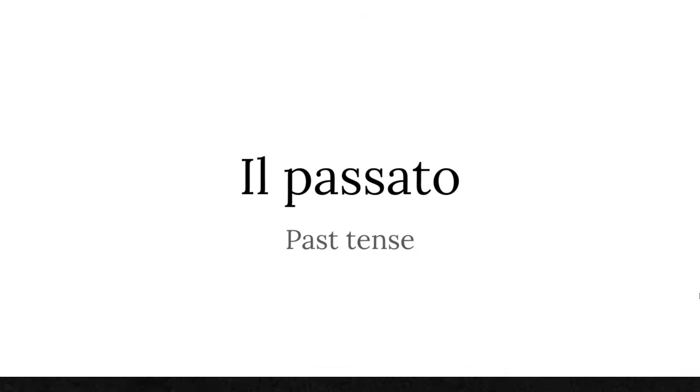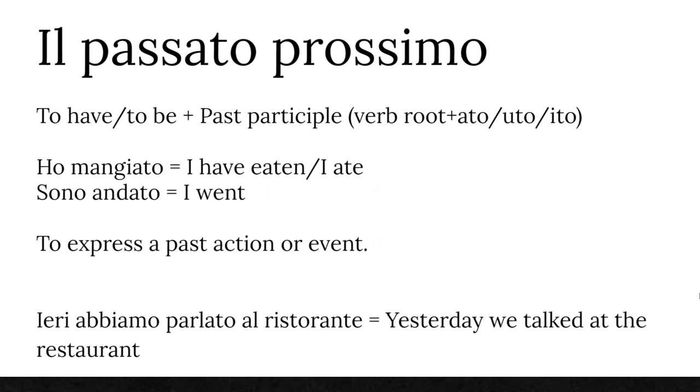So first of all, we have two main kinds of past. The first one is Passato Prossimo. It literally means the next past. Il passato prossimo. Its structure is not that difficult because it actually corresponds to the structure of the present perfect in English. So you need to use the verb to have or to be plus the past participle of the verb.